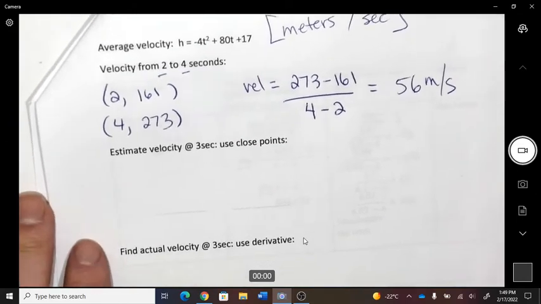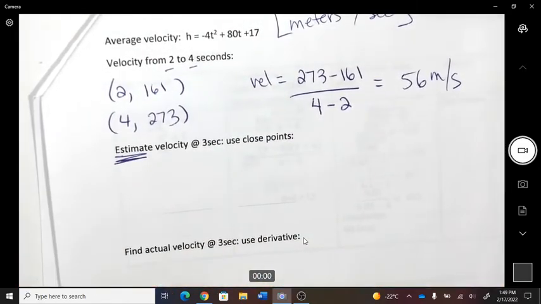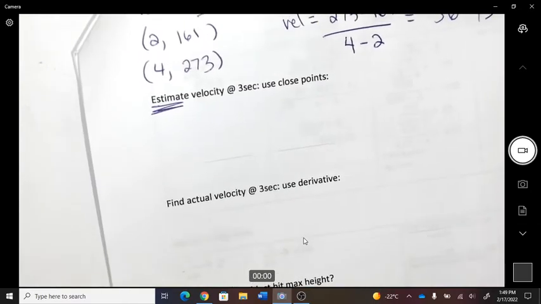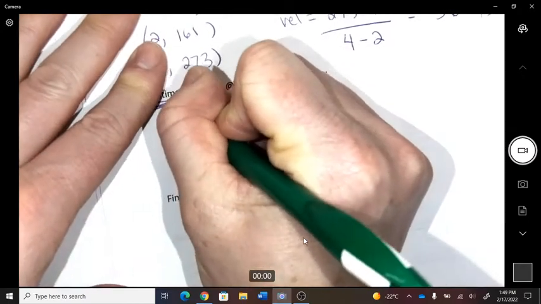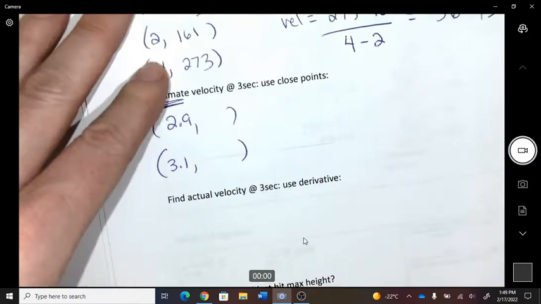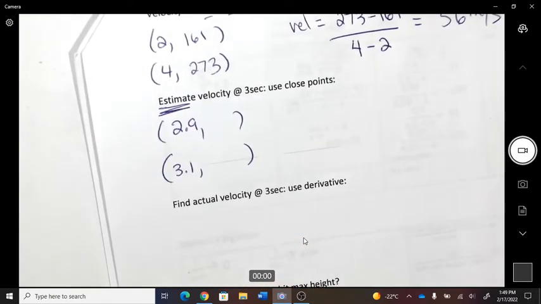Okay. I'm not going to tell you the method, but on your test, if I'm going to say estimate at 3, don't use a derivative. This is just going to be an estimate. So I'm going to go with a 2.9 and a 3.1 because I'm trying to get close to it to estimate it. So don't do a derivative on this question. And I put in underline bold, estimate.